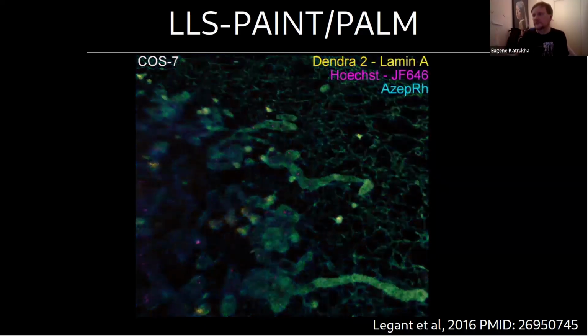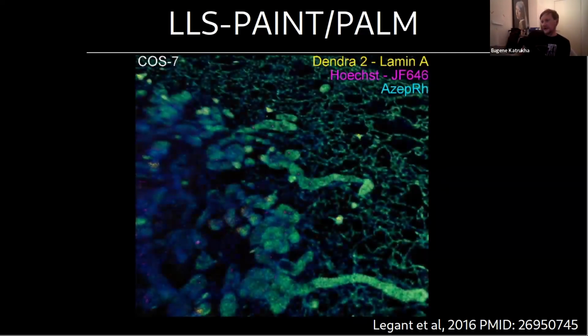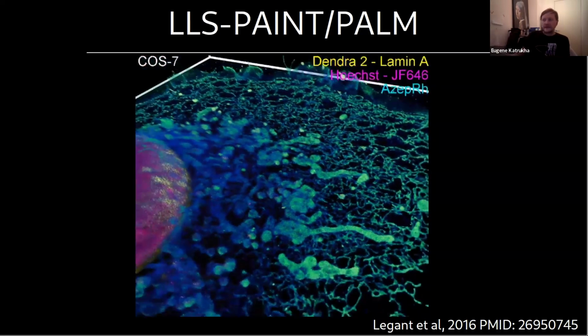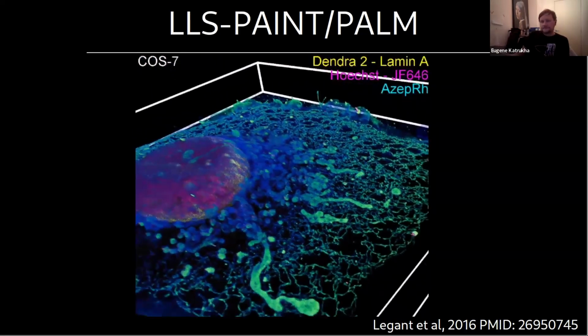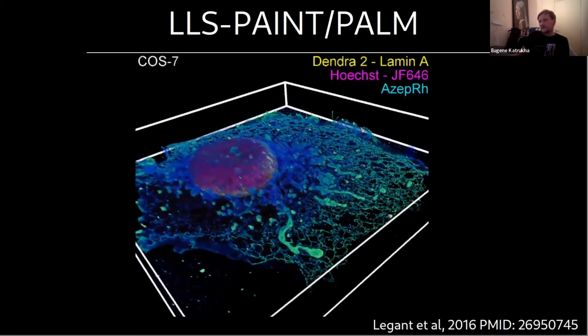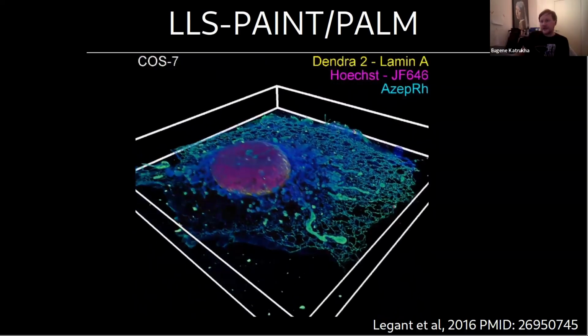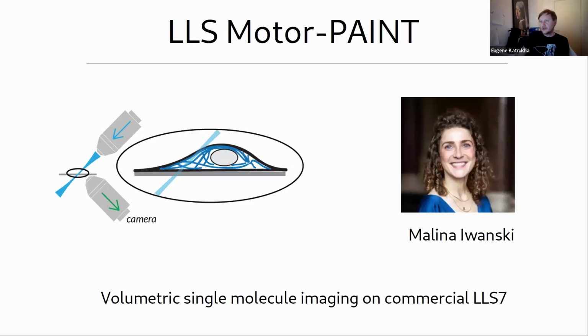I will call it single molecule, but I mean PAINT or PALM, to me, it's just a matter of how you make the molecules blink. So the logical step was to take the Lattice Lightsheet and apply it for the motor paint. The main person in charge of this project was Malina. At that point, she was a PhD student in our lab. The majority of things were done by her, and I was just assisting with one thing or another.